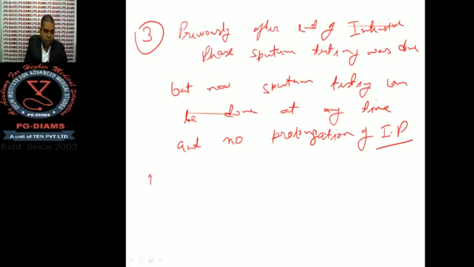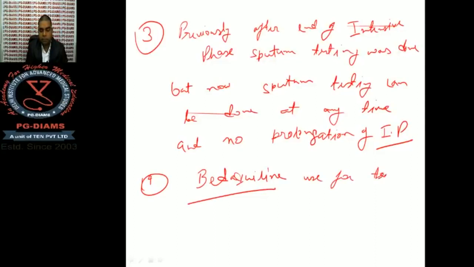The fourth is a new drug, that is bedaquiline, which is used for treatment of MDR-TB, which is a new thing. Okay, MDR-TB. For its treatment, a new drug bedaquiline is used. It has a very high bactericidal effect, so it decreases the tuberculosis bacteria count very rapidly.